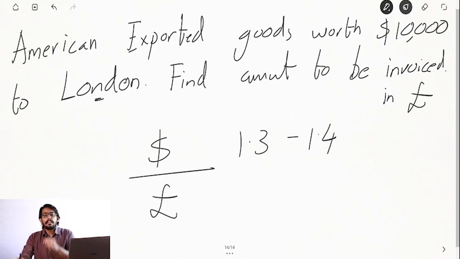Okay. Tell me, guys, bid or ask? Bid rate or ask rate? Who are you? You are an American exporter. This is the line of thinking. Okay.